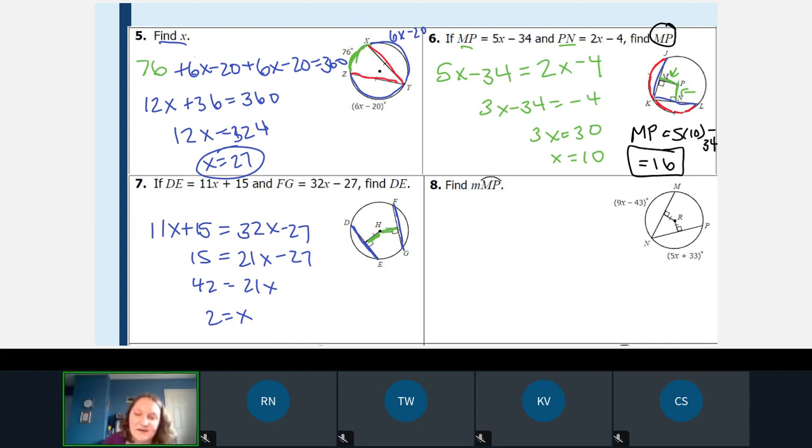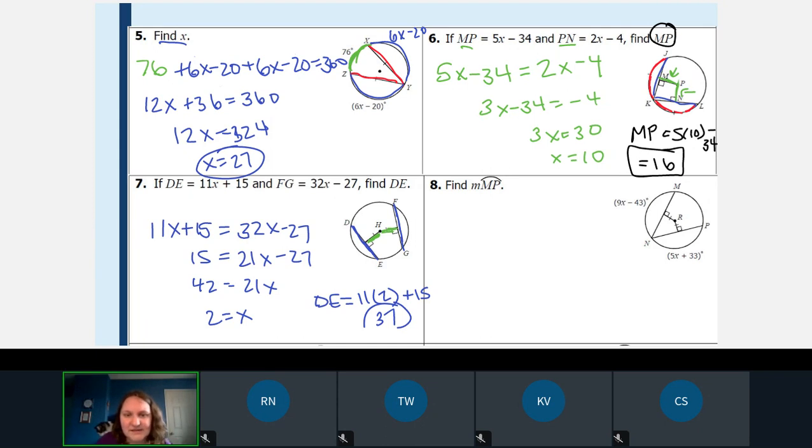Yes. So now we got to take that DE and plug in the 2. 11 times 2 plus 15. 37. Very good. Thank you guys in the chat. You made me not have to use the calculator. Cool. Yep. You're right, Moheen. So the name of the game in this really is, are they equal or are they being cut in half? And that's pretty much it for your chords.